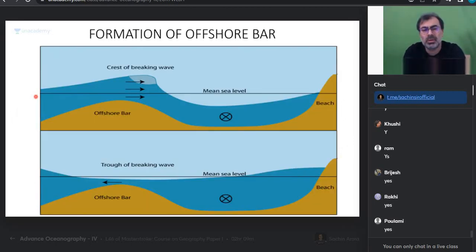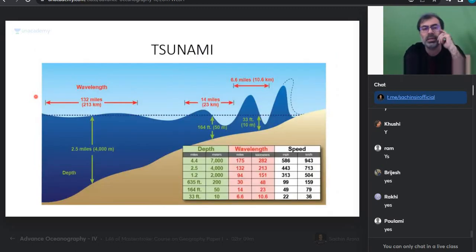Dynamic equilibrium, that is also there. Formation of shore bar, not needed. This is to do with geomorphology. Geomorphology, I've already done that.